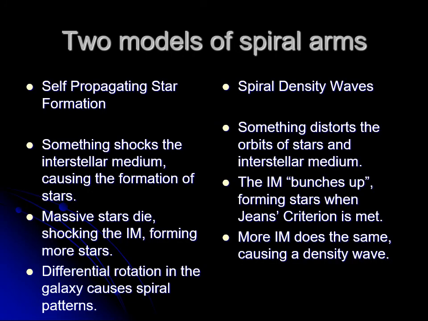Okay, so we have two different modes of star formation. We have spiral density waves. This actually probably explains where grand design spirals come from. Self-propagating star formation, that probably explains flocculent spirals. And so these two different modalities of star formation are why you get two different kinds of spiral galaxies. And so this kind of explains the spiral arms.